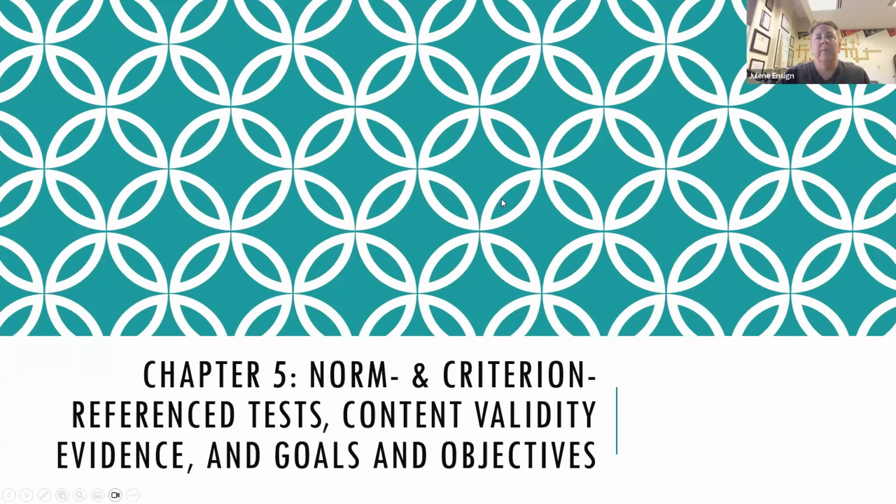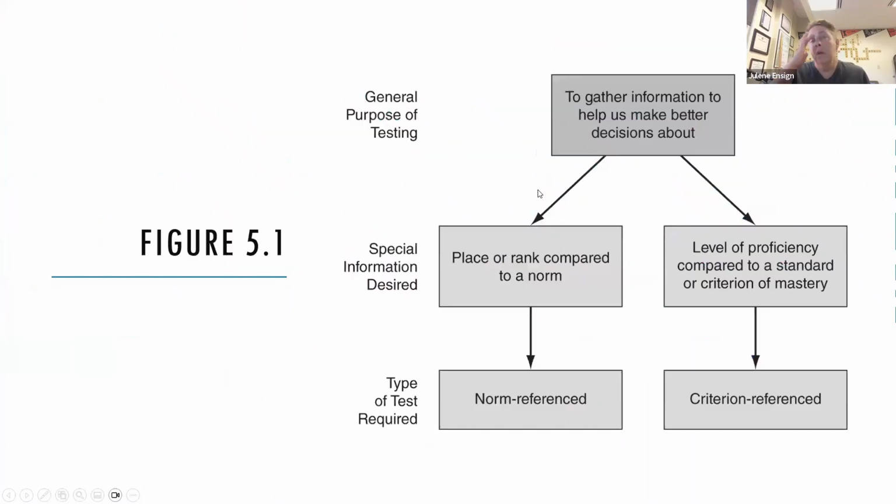Okay. Now let's talk a little bit about norm and criterion referenced tests, and a little bit about validity as well. On the top end here, the general purpose of testing is to gather information that helps us make informed decisions. Those decisions can help us place or rank a student compared to a norm, that's norm referenced, or they can help us provide information when we compare a student against a standard. That's where you have these norm referenced and criterion referenced tests. We talked about those in the earlier chapter.